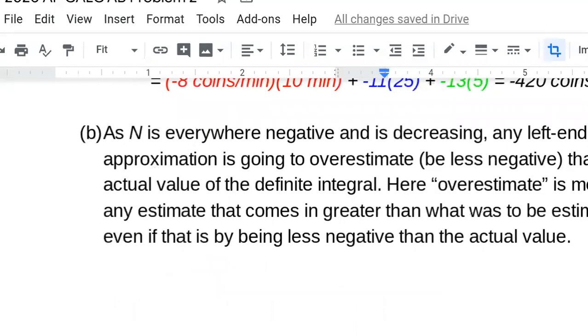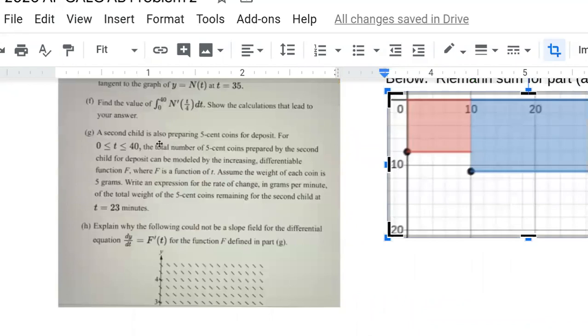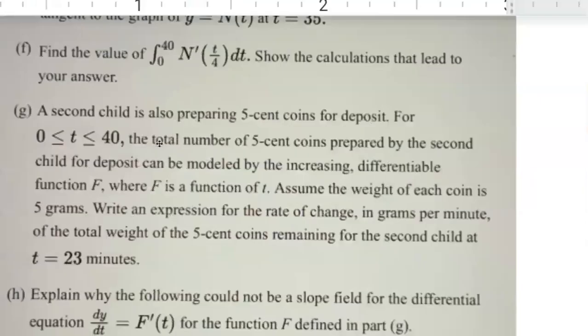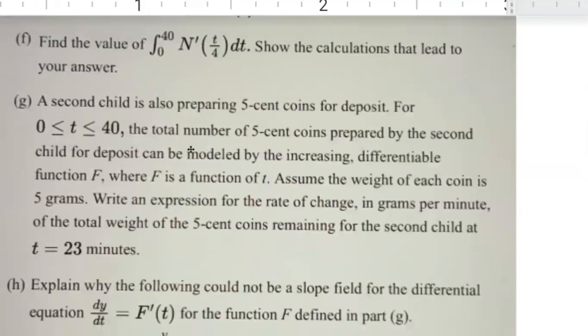So G. We're talking about a second child now, also preparing 5-cent coins for deposit. For these same 0 to 40 minutes, the total number of 5-cent coins prepared by the second child for deposit can be modeled by the increasing differentiable function f, where f is a function of time. So assume the weight of each coin is 5 grams. We want to write an expression for the rate of change in grams per minute of the total weight of the 5-cent coins remaining for the second child at time equals 23 minutes.